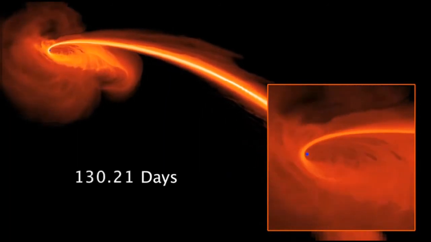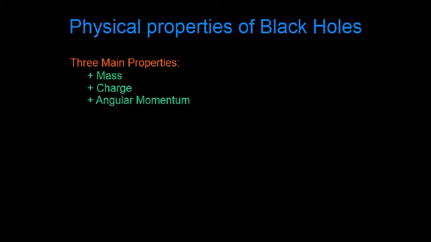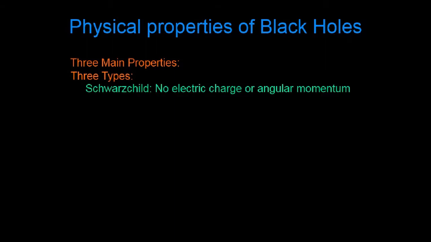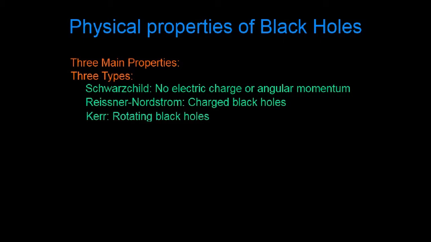The next thing we'll be talking about is the physical properties of black holes. Every black hole has three main properties: mass, charge, and angular momentum. There are also three different types: a Schwarzschild, which has no electrical charge or angular momentum, a Reissner-Nordström, which is a charged black hole, and then you have a Kerr, which is just a rotating black hole.